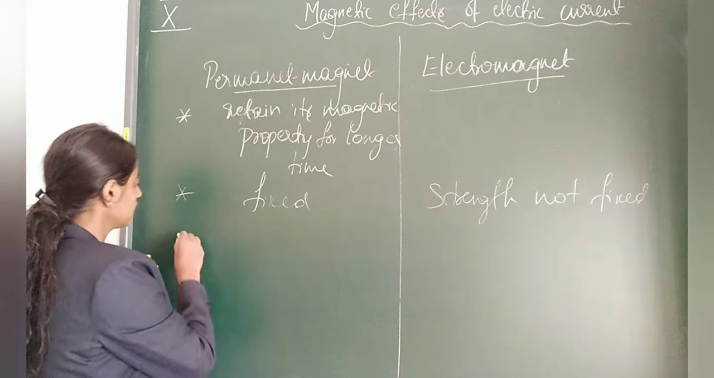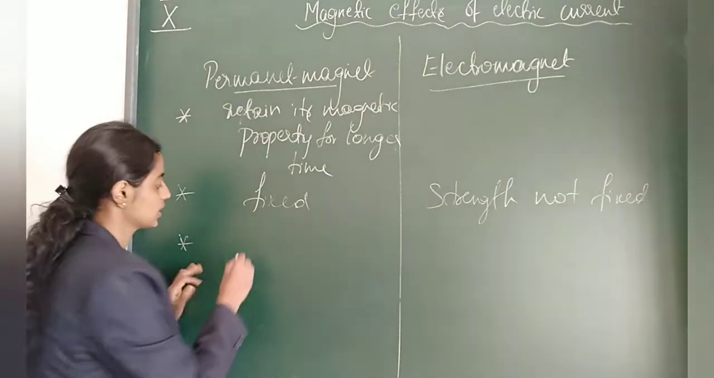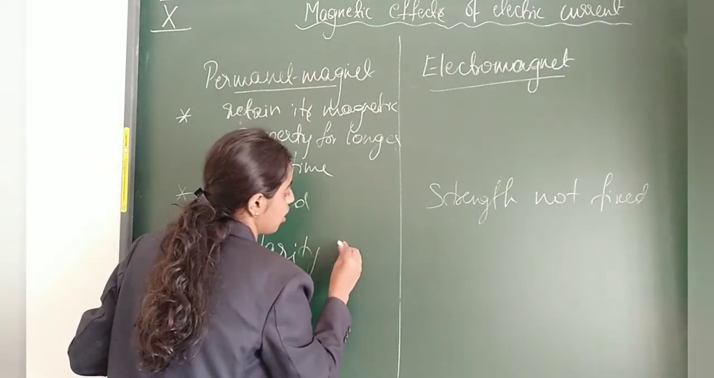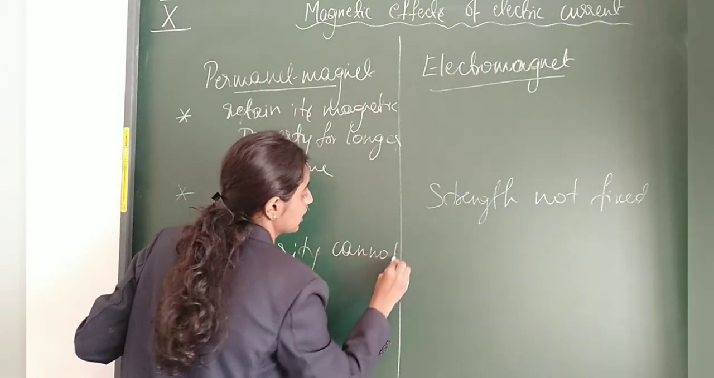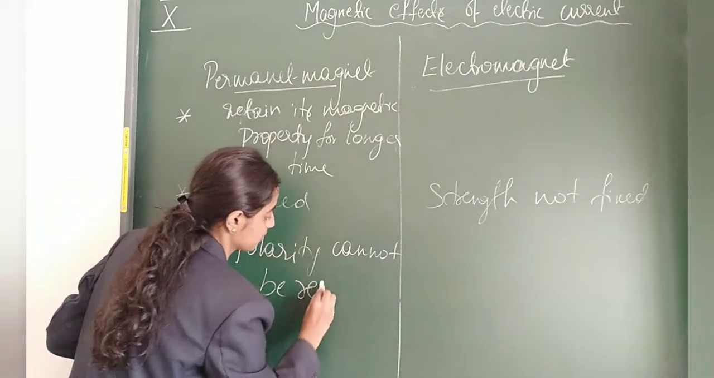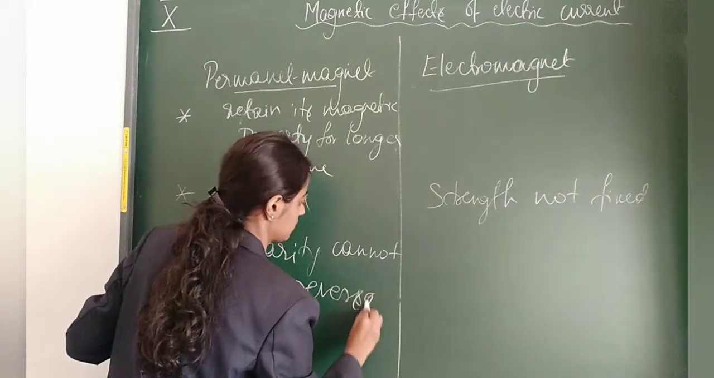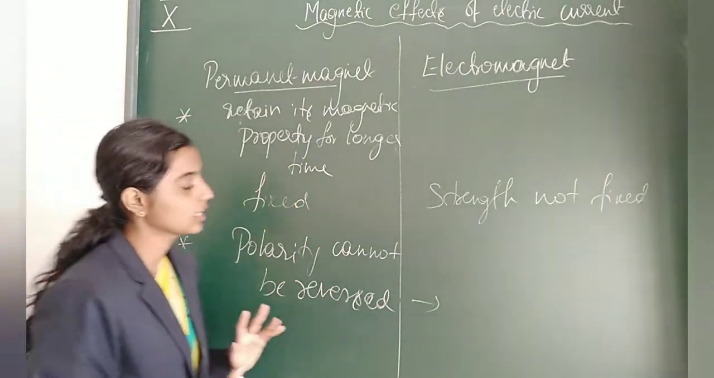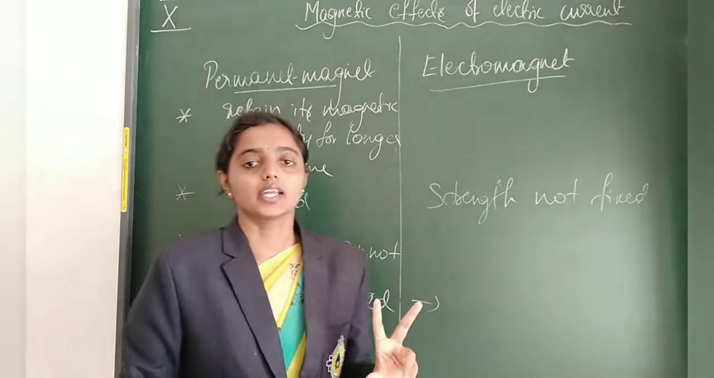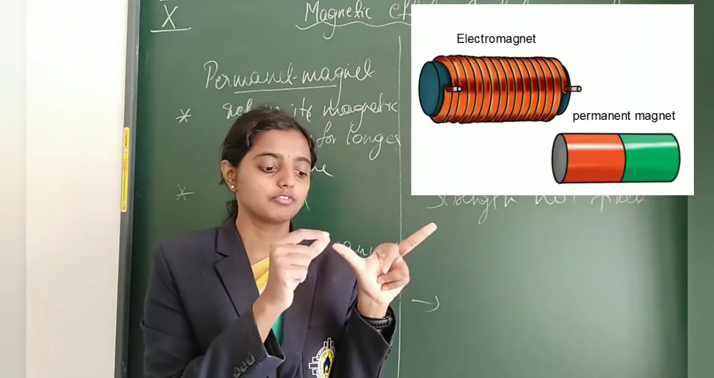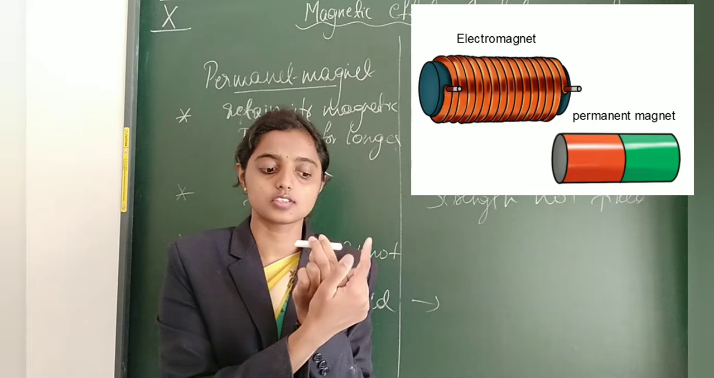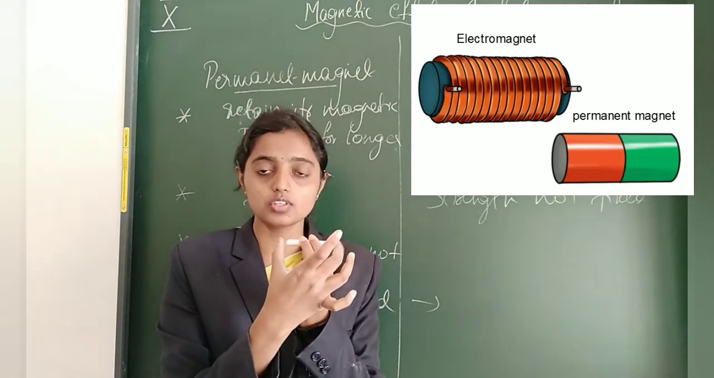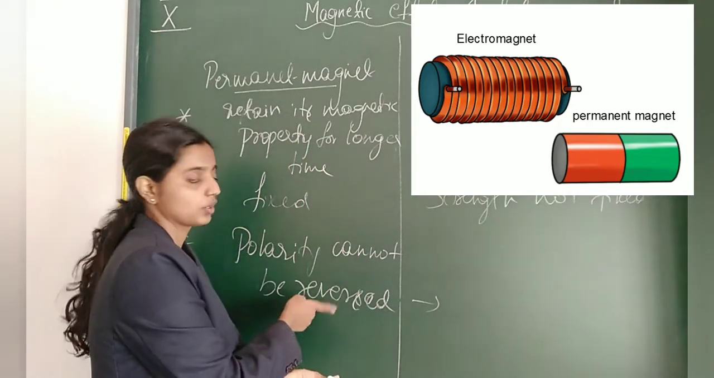So this is the second point. Here the polarity cannot be reversed. Here it can be reversed. Now let us see what is polarity. In the permanent magnet they have fixed poles. If this is north, then it will stay north. If this is south, it will act just like a south pole. So since the poles are fixed, the polarity won't be reversed.